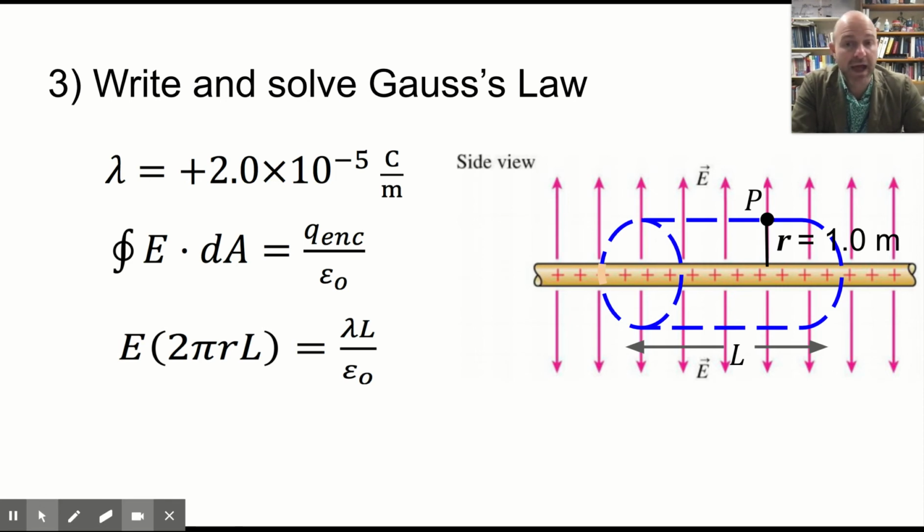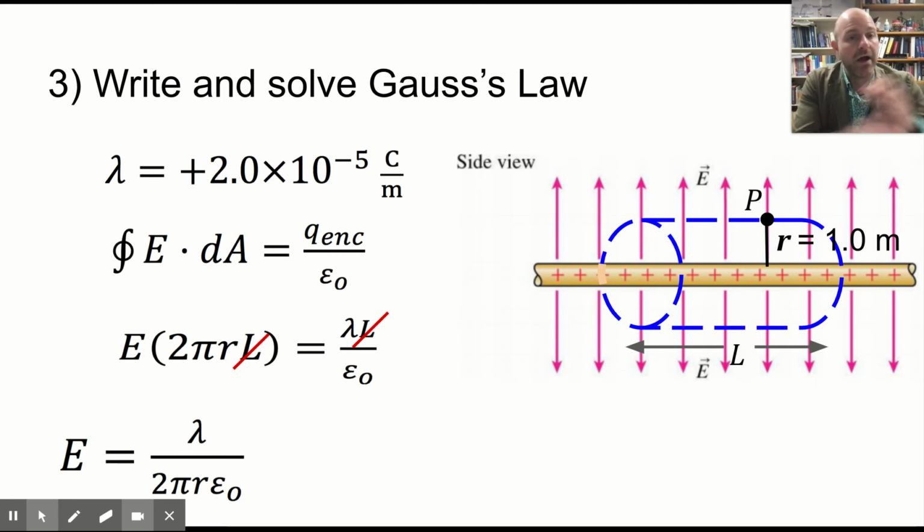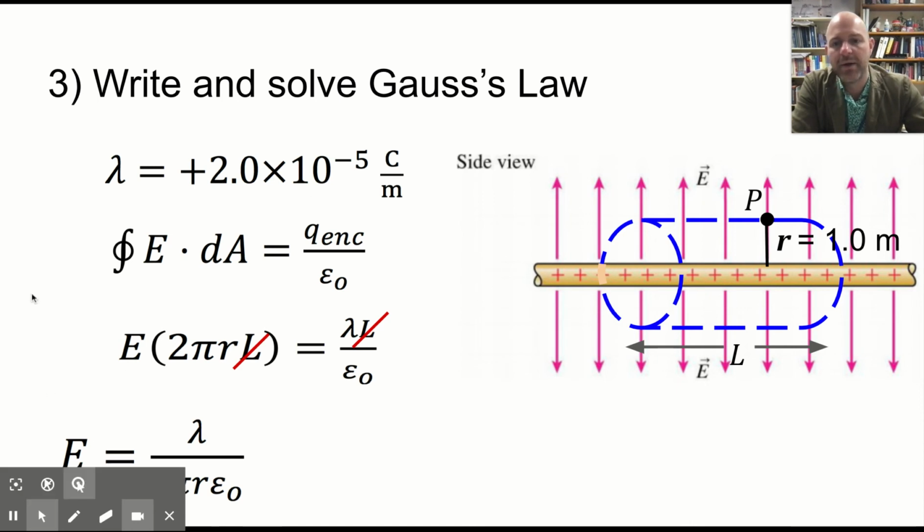So the easiest way to do that, I think, is to just draw little area vectors and say, oh, look, they're perpendicular, no effect. Then we can go in and cancel out that L, which is good because it shouldn't matter how long the Gaussian cylinder is. It should only matter how far away the Gaussian surface is from the line, as we've learned. And we end up with this: lambda over 2 pi r epsilon naught.